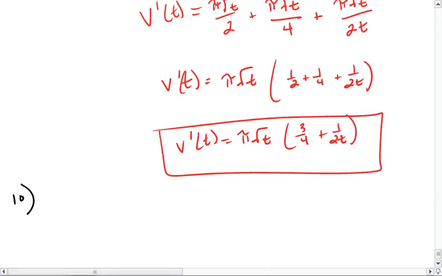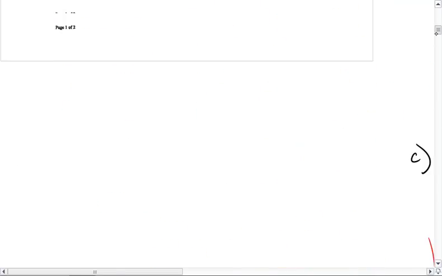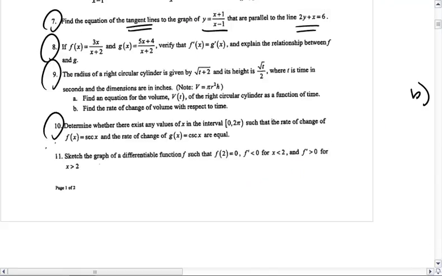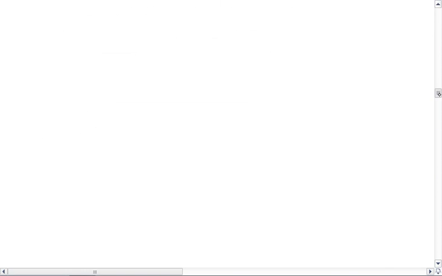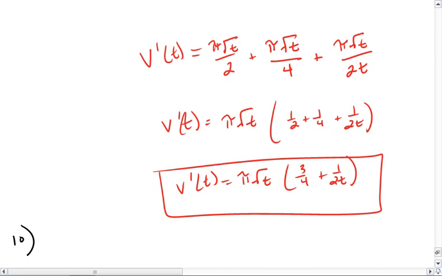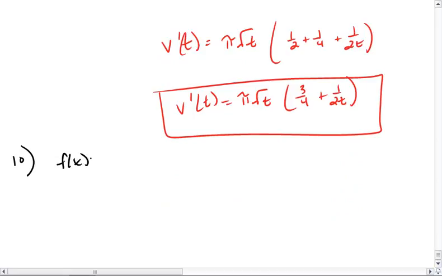Question 10. We want to determine whether there exists any values x in the interval 0 to 2 pi such that the rate of change of f of x equal to secant x and the rate of change of g of x equal to cosecant x are equal. Okay, so we have f of x equal to secant x and g of x equal to cosecant x.